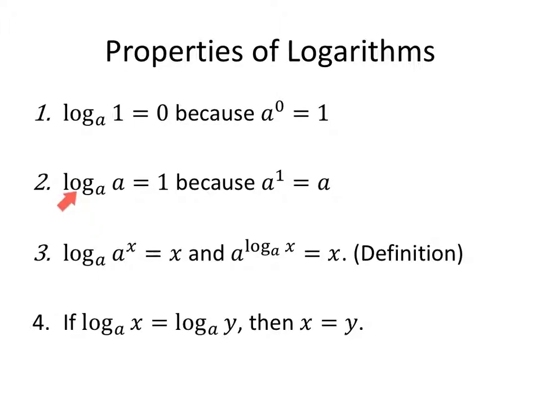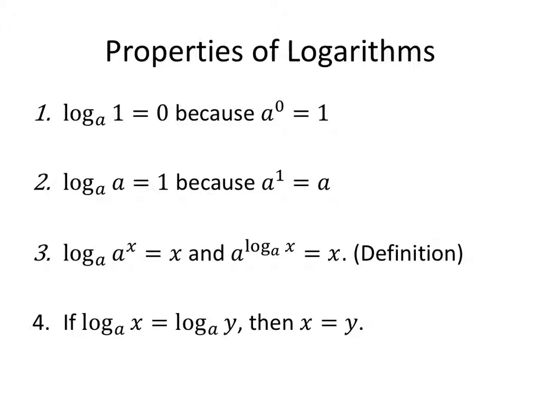Think about what this says. What power, that's all a log is, do I put on a to get a? Well, it's the first power, because a to the first equals a. Another one: what power do I put on a to get a to the x? Well, I just put on the x power. Also, log base a of x is defined to be the power that I put on a in order to get x. So we think of these as the definition, and this shows directly the inverse relationship between an exponential and logarithm of the same base.